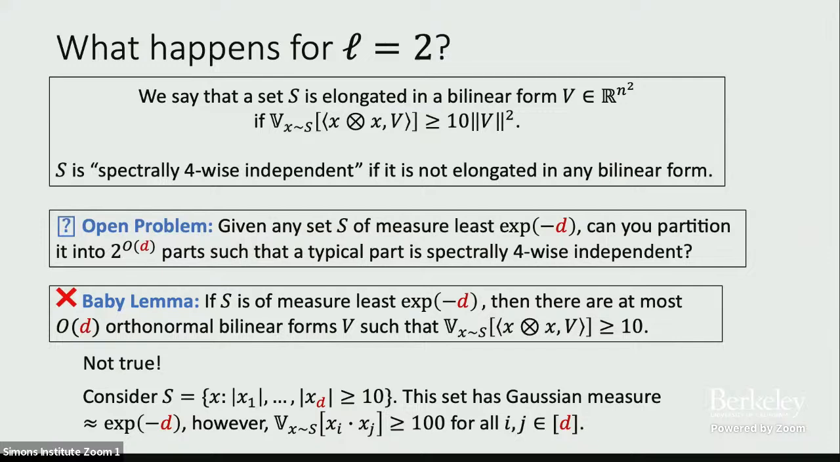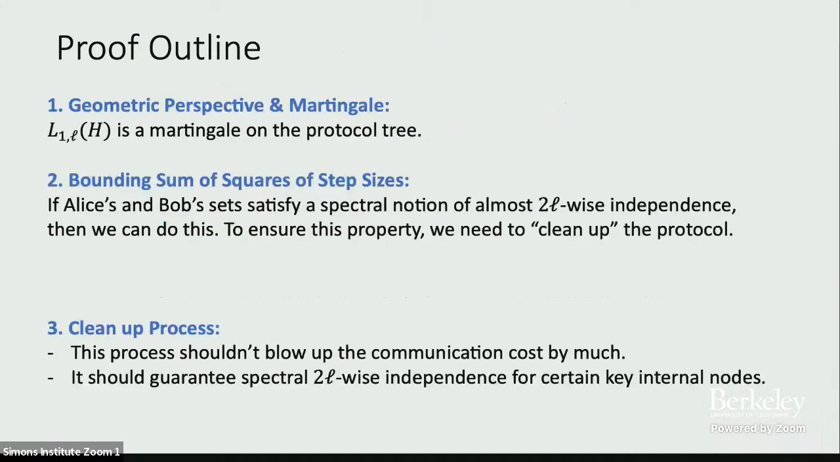So let me tell you a little bit about what we do to get this d to the 3 halves bound. Essentially, we modify this definition of cleanliness to be 10 times d. And then it turns out that there are at most d bilinear forms along which your set is elongated. So our notion of clean is d times bigger than what it should be. And this essentially gives us a d times the correct sum of squares of step sizes. So let me end my talk here. I'm happy to take questions now.